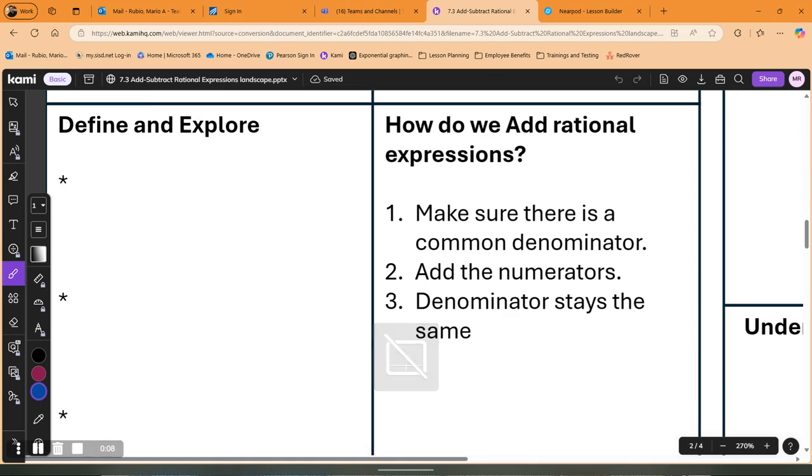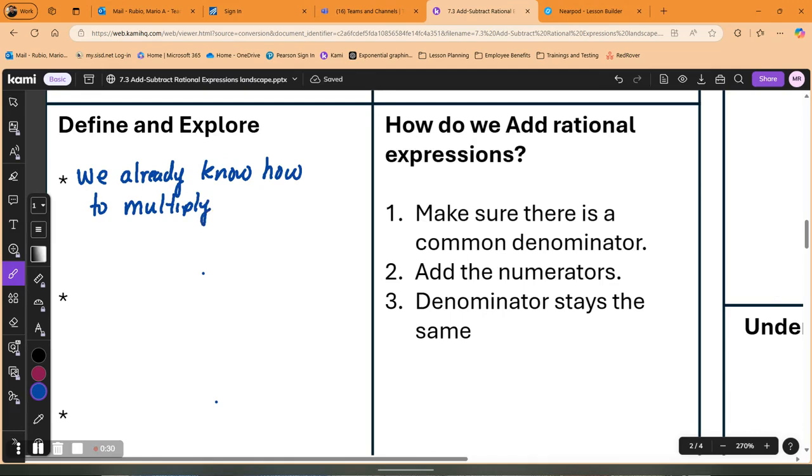Now we're going to take a look at some definitions and figure out what adding and subtracting rational expressions look like. Remember, last week we already learned how to multiply and divide. So we should know what rational expressions are and what they look like. I'll mention it briefly. It's just anytime we're dealing with fractions, and rational expressions are fractions that have variables and numbers as opposed to just a fraction that has a number.